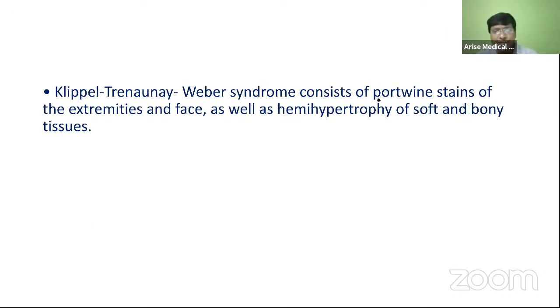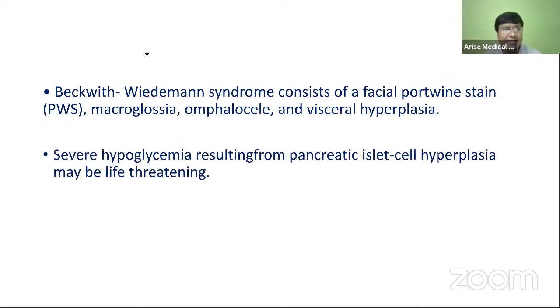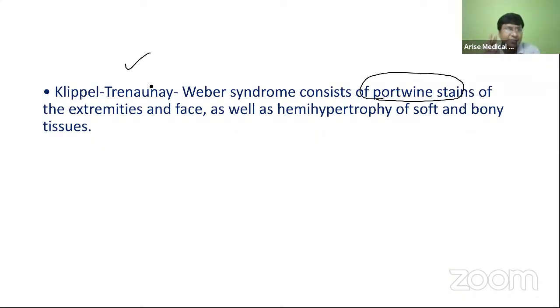What are the other conditions where you will have this port wine stain? In Klippel-Trenaunay-Weber syndrome, as well as Beckwith-Wiedemann syndrome. So these two syndromes, please remember. Number one, Klippel-Trenaunay-Weber syndrome. In that condition also you have the port wine stain over the extremities as well as the face. And there will also be hemihypertrophy of the soft as well as the bony tissue. That is your Klippel-Trenaunay-Weber syndrome, where you have the port wine stain.